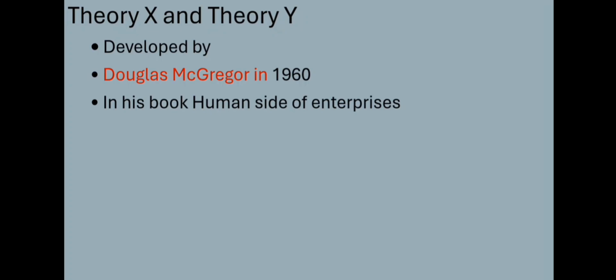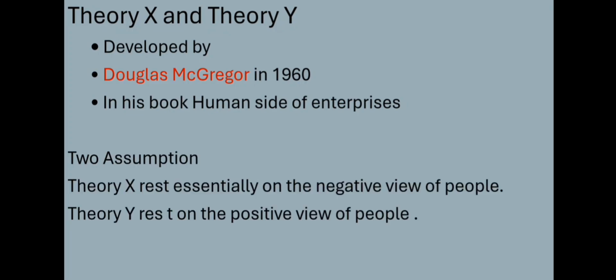The theories were developed by Douglas McGregor in 1960 in his book The Human Side of Enterprise. The theory was based on two assumptions. Theory X rests essentially on the negative view of people, while Theory Y, on the other hand, rests on the positive view of people.